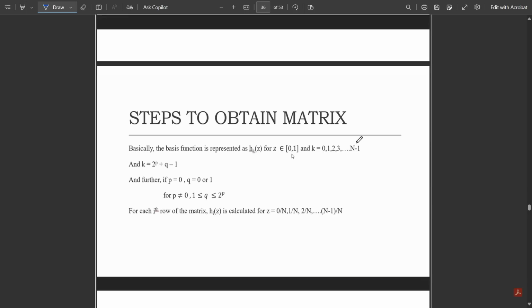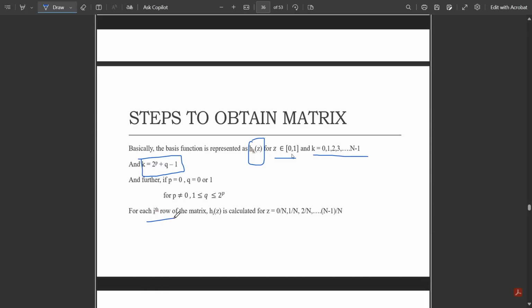Now, steps to obtain the matrix. You see here, basically the basis function is represented as hk of z. This is the basis function for z belonging to [0, 1]. Only for the values 0 and 1 it is represented, and k ranges over 0, 1, 2, 3 up to n minus 1. The value of k is given as 2 power p plus q minus 1. Further, if p is equal to 0 and q is equal to 0 or 1, you would be getting this condition here, which we are going to see in a later part.